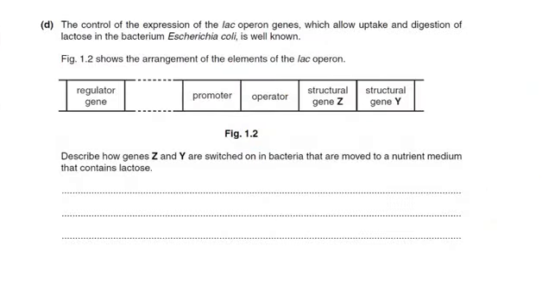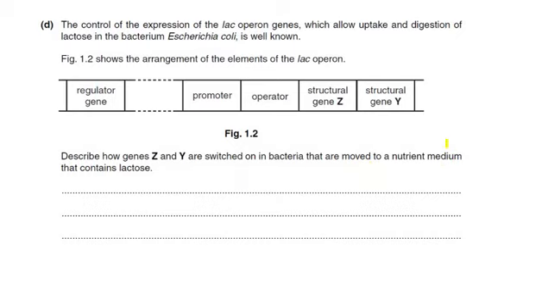Finally, I would like you to attempt this exam question. The control of the expression of the lac operon genes, which allow uptake and digestion of lactose in the bacterium E. coli, is well known. Figure 1.2 shows the arrangement of the elements of the lac operon. Describe how genes Z and Y are switched on in bacteria that are moved to a nutrient that contains lactose.